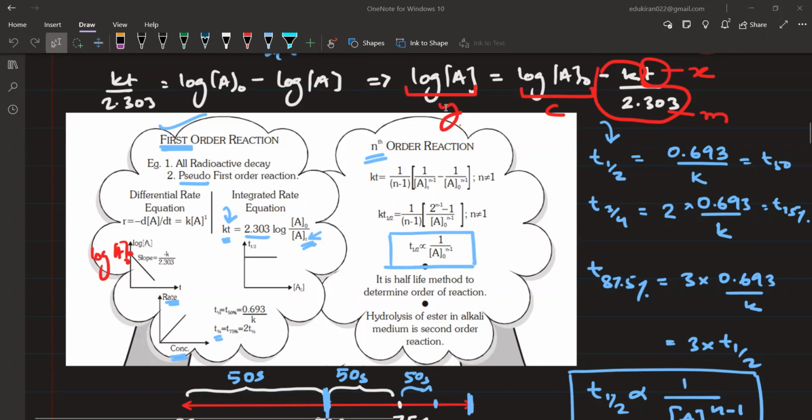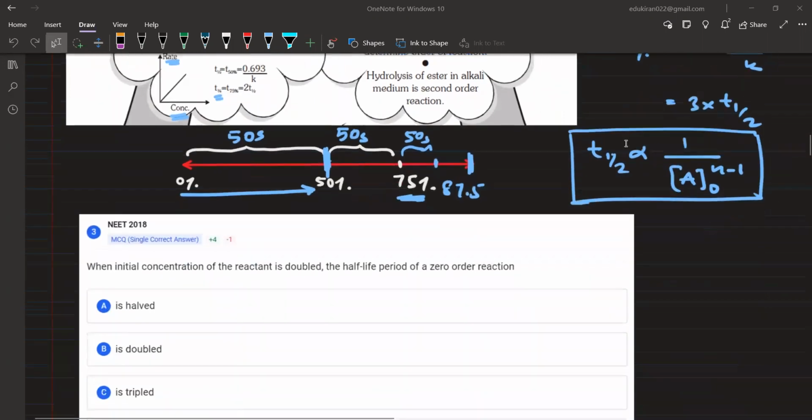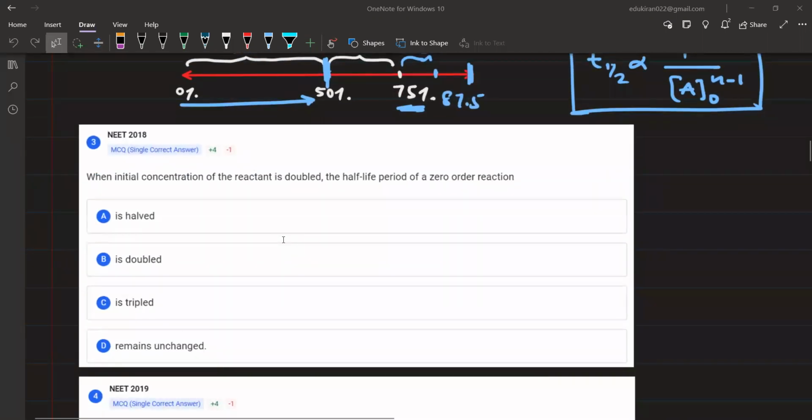Done, sir. Should we try this one? When the initial concentration of reactant is doubled, the half-life period of a zero-order reaction will be what? So it goes towards that formula.